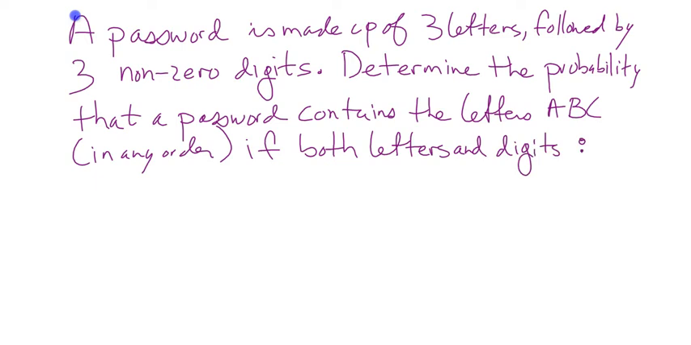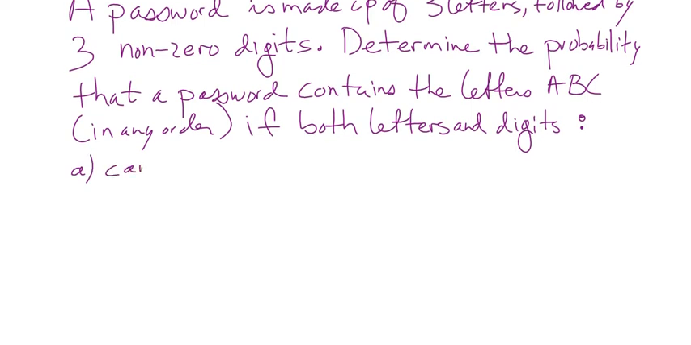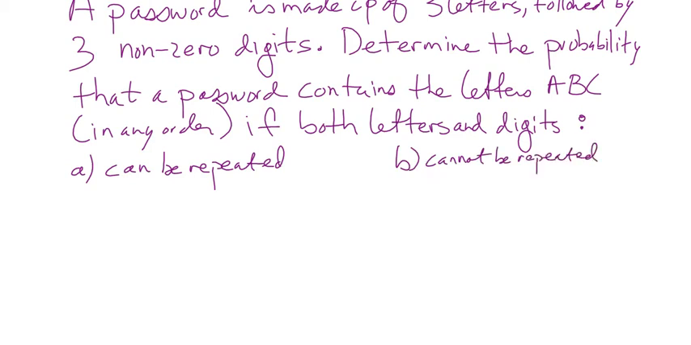Okay, so here's your scenario. We're going to do 2 scenarios with this. The password is made up of 3 letters followed by 3 non-zero digits. Determine the probability that the password contains the letters A, B, C in any order. In part A, letters and digits can be repeated, and part B cannot be repeated. So probability is favorable over total.